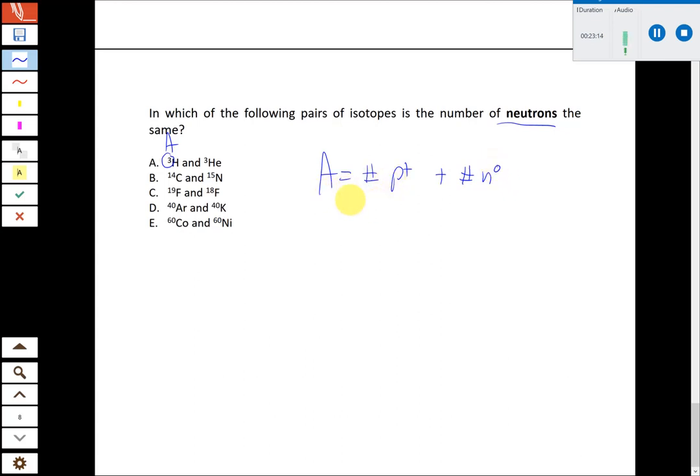And then from there, we can figure out the number of protons based on the atomic symbol, subtract that from the mass number A, and that gives us the number of neutrons. So if we wanted to, we could do this for all of them. Now, there actually is a shortcut we can take in a lot of these here.